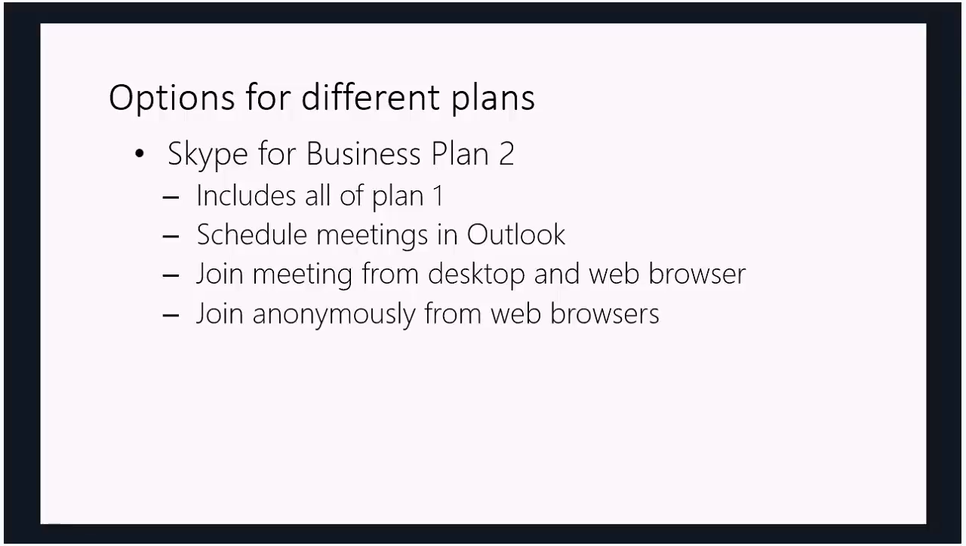So again, Skype for Business is generally managed and maintained using a login and password to Office 365, but if you're wanting to run a large webinar, then basically you need users to join in anonymously, and they can do that with Plan 2 and any web browser. Plan 2 gives you the ability to have a lobby, so that means that attendees are kept outside the meeting until you allow them to come into the meeting. So again, this is a Plan 2 option.